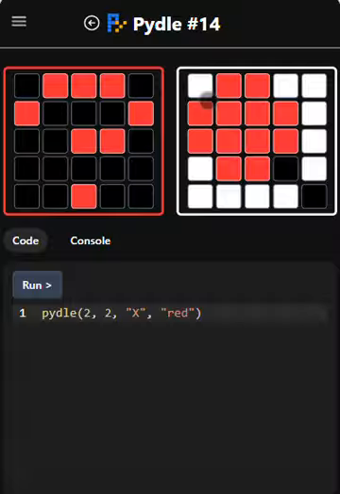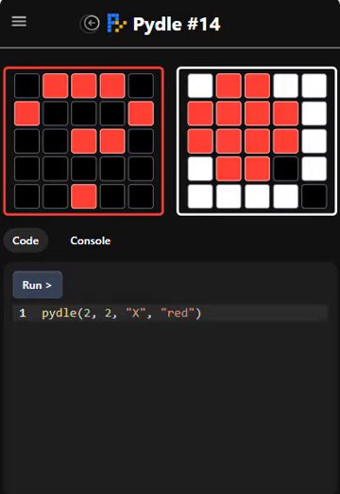Pydle is a daily puzzle that you need to solve by writing Python code. The graphic on the right is the target, and you need to reproduce that on the left where you are writing your Python code. Today's puzzle looks like a balloon with a piece of string on the right.